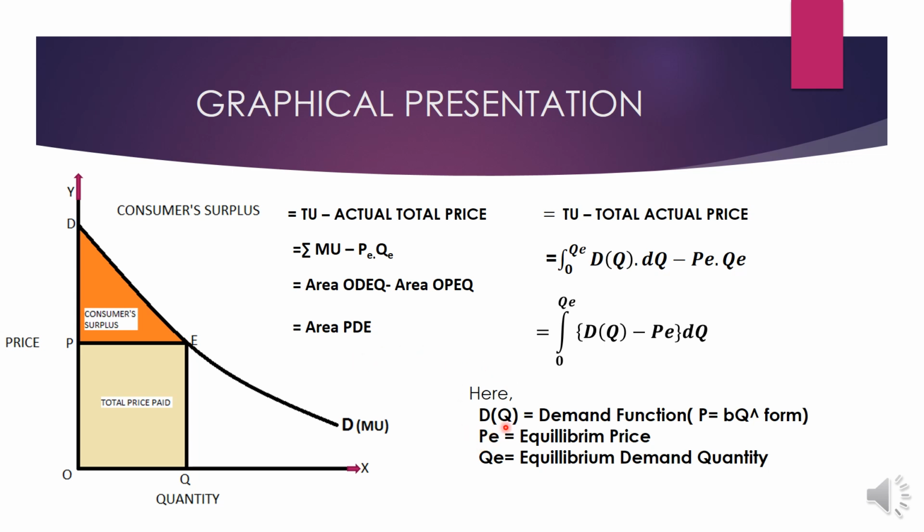Here dq is the demand function. One thing that one should note is that the demand function should always be in the form of P, which means that P should be on one side and all the Q's and other parts of the equation should be on the other side. Here PE is the equilibrium price and QE is the equilibrium demand quantity. So with the help of this formula we can calculate the consumer's surplus.